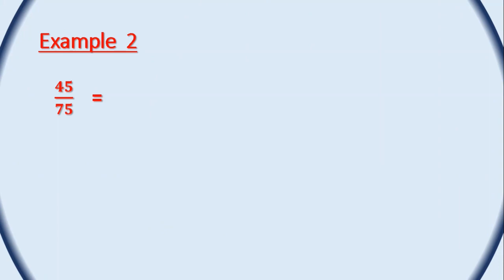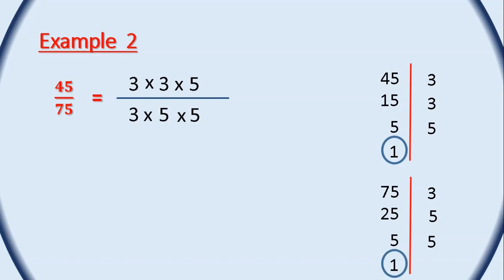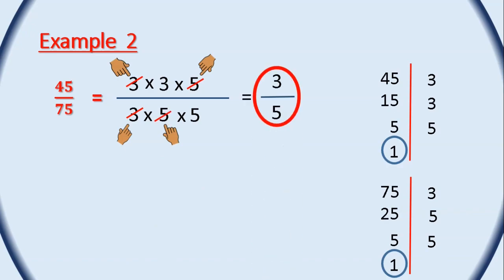Now, example 2. 45 over 75. Here we do the same steps. The prime factorization of 45 is 3 times 3 times 5. And for 75 is 3 times 5 times 5. Now step number 2. 3 goes with 3, 5 goes with 5, and the final answer will be 3 over 5, and this fraction is an irreducible fraction. Very good.